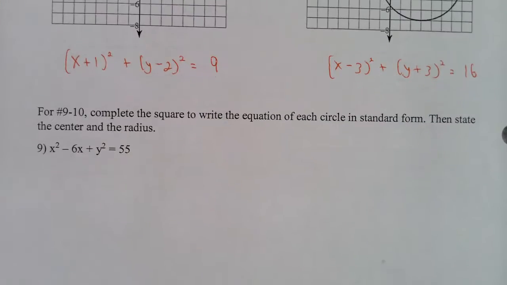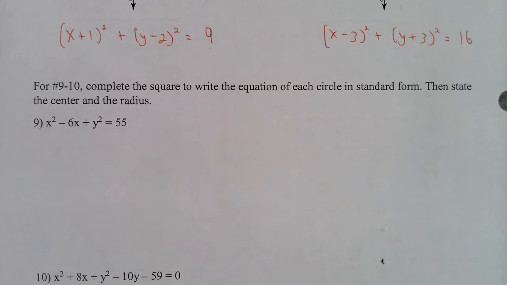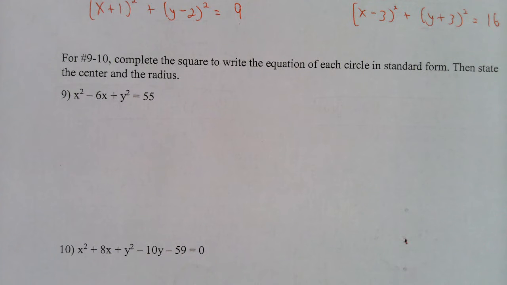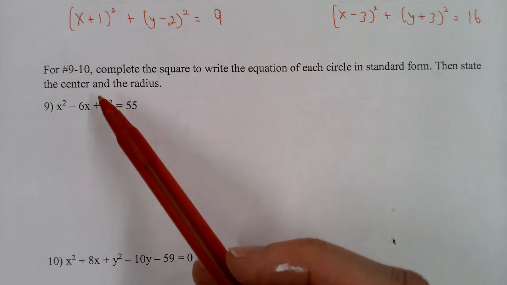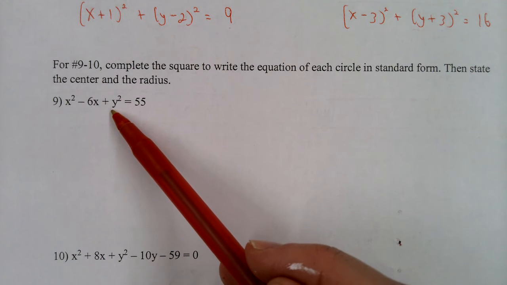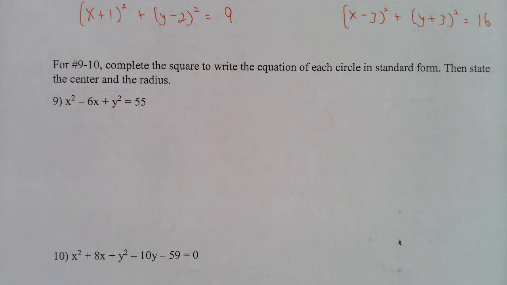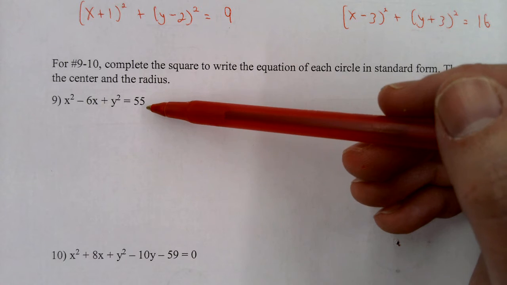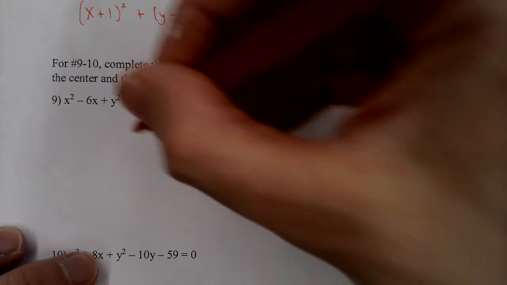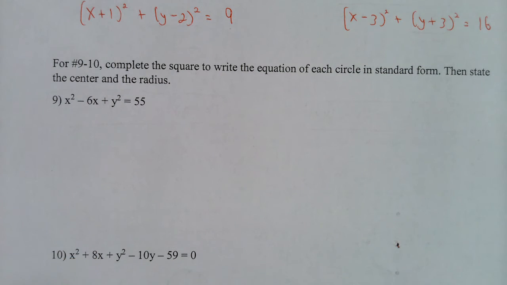For number 9 and number 10, complete the square to write the equation of each circle in standard form, then state the center and the radius. Okay? So your setup is good. You want x squared, then x, if there is an x, then y squared, then y, if there is a y, and you want your number, your constant term, on the other side of the equation.